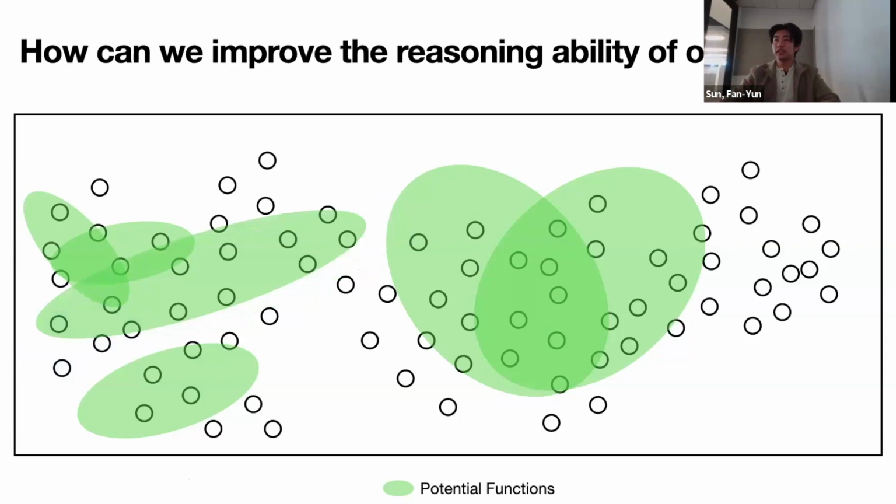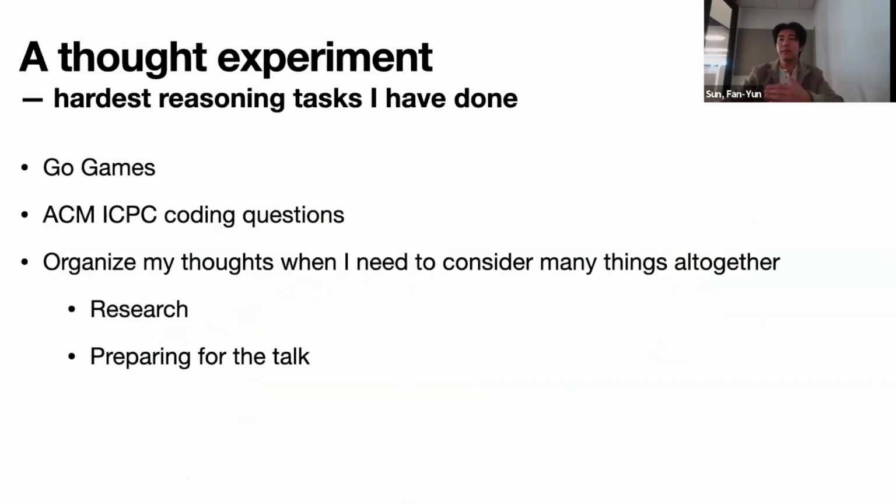The reason I introduced this is to think about how we can improve upon the reasoning ability of the models we have today. Let's take a step back and do a simple thought experiment. What are the hardest reasoning tasks that you as a human have done in your life? I sat myself down and wrote down a couple of things that I felt are some of the hardest things I've done, at least intellectually.